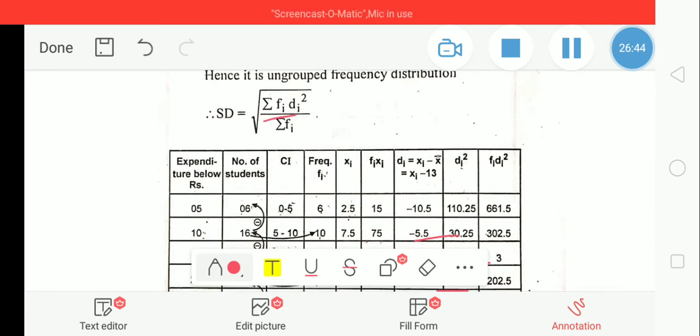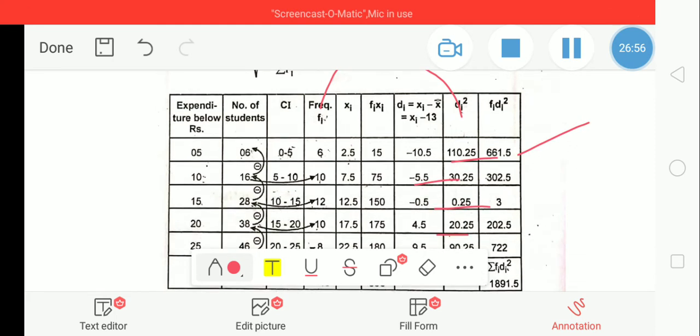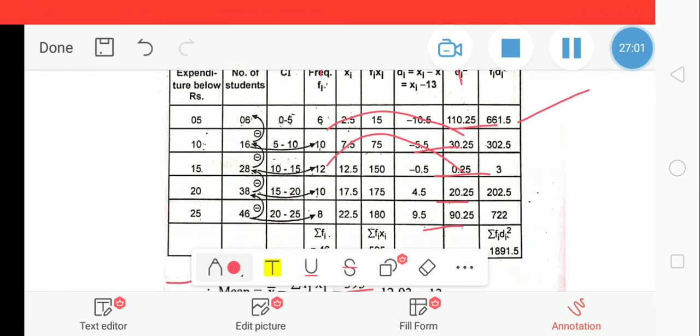Now we want fi multiplied by di square. So fi multiplied by this term means fi multiplied by di square. So 6 multiplied by 110.25, so that gives this. Now again 10 multiplied by these, 12 multiplied by 0.25, 10 multiplied by 20.25 and 8 multiplied by 90.25. So that gives these values.